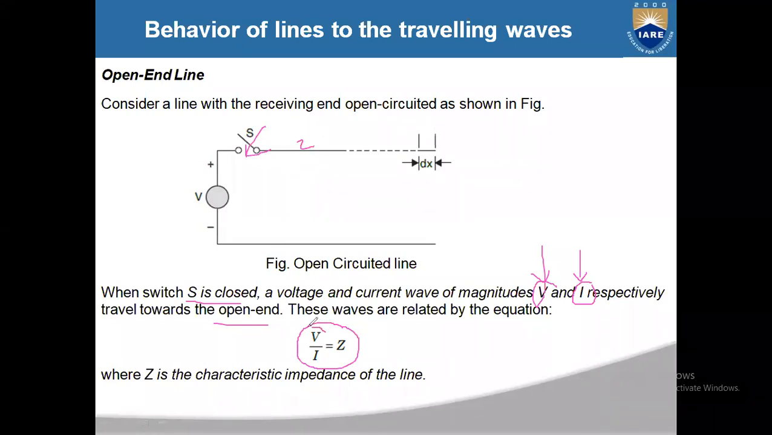Now here this voltage V and current I, you can call them incident waves. These waves will travel from the source to the load. Here the load is an open circuit.